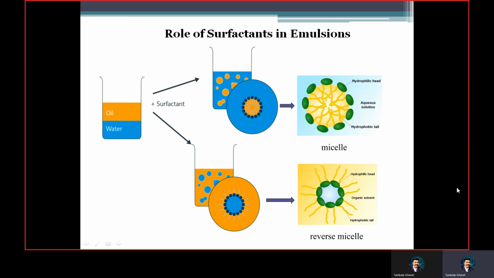On the other hand, if water is dispersed into oil, the surfactants will form a reverse micelle, in which the hydrophilic heads face inside and the hydrophobic tails face outside. In this case, the middle core will coat the water globules.